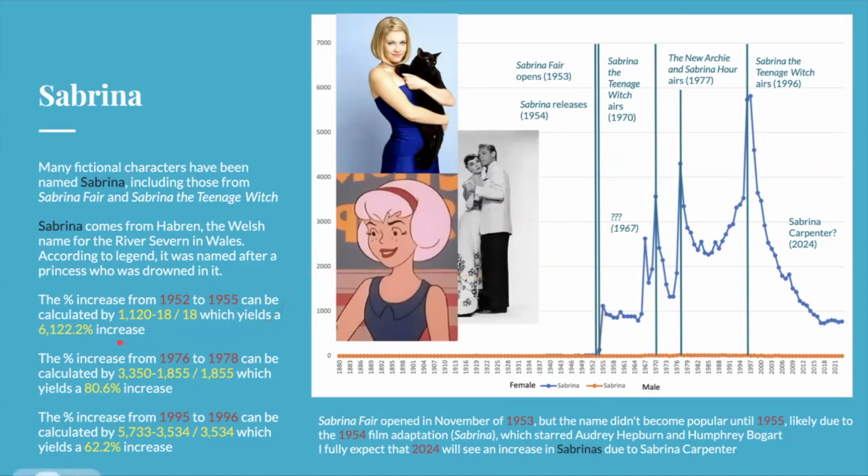That was a 6,122.2% increase. It went from 18 to 1,120. And I mean, really, this is just over 2 years instead of 3, because the play really didn't have much of an effect, because it was released in November of that year, but it was the movie. This is Audrey Hepburn and Humphrey Bogart in that movie.